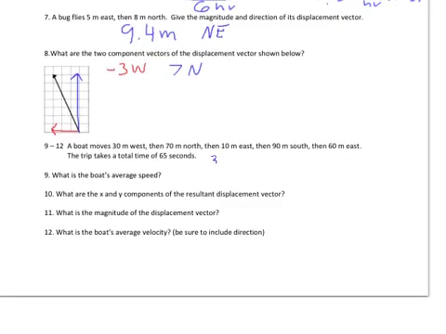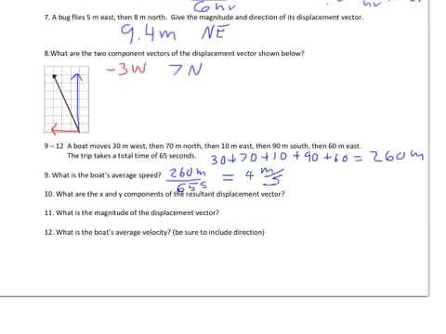So I have to say 30 plus 70 plus 10 plus 90 plus 60 meters. All that adds up to equal 260 meters. So to find a speed, I'm going to say 260 meters, regardless of direction, divided by the time it took to do it, which was 65 seconds. So divided by 65 seconds, and that gives me 4 meters per second is the average speed.